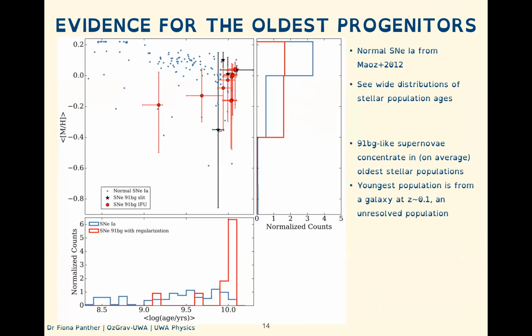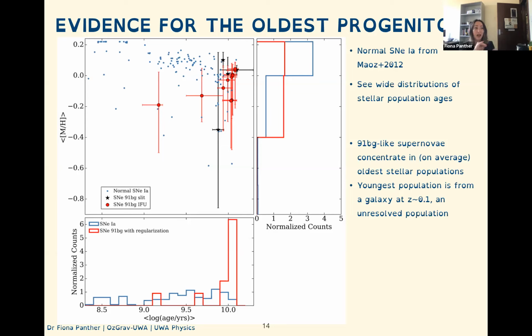Thanks. So if you actually look at some averages, so these error bars are just calculated by essentially marginalizing over those two different parameters, you actually find that these things tend to concentrate in older stellar populations. So the blue ones in the background, those blue points, are actually the same measurement but done for normal type 1a supernovae. And there's a very wide distribution of stellar population ages for the normal type 1a supernovae, whereas the 91bg-likes seem to concentrate in the older stellar populations. The youngest population there, that kind of outlier, that was a galaxy that was at about redshift of 0.1. I think it was 0.1, and that was completely unresolved.